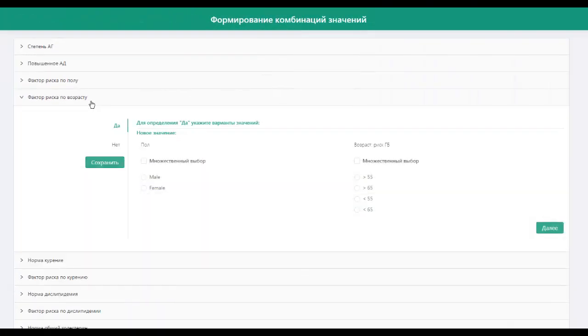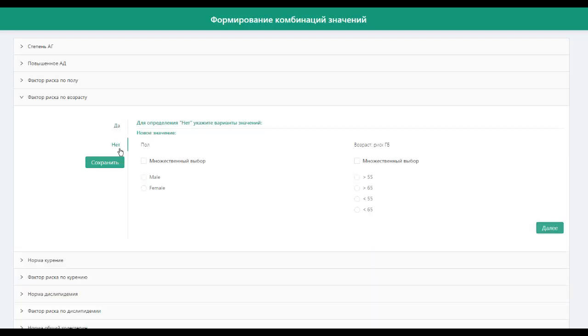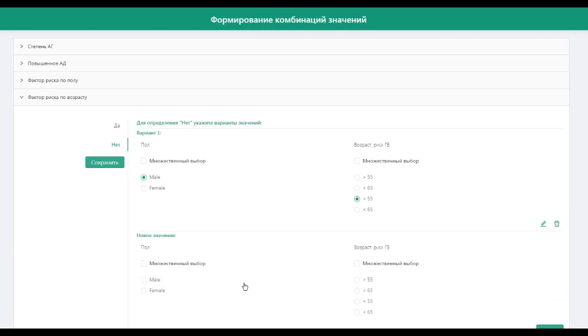Age risk factor. For the answer yes, we select the following combinations: male gender and the age more than 55, female and the age more than 65. For the answer no, we select male gender and age less than 55 and female and the age less than 65.